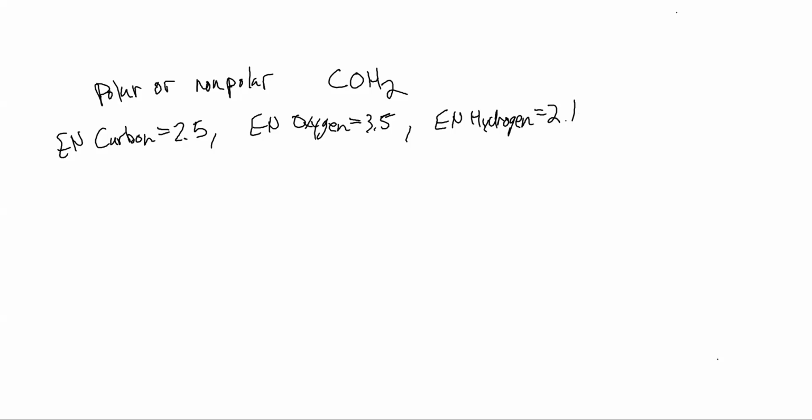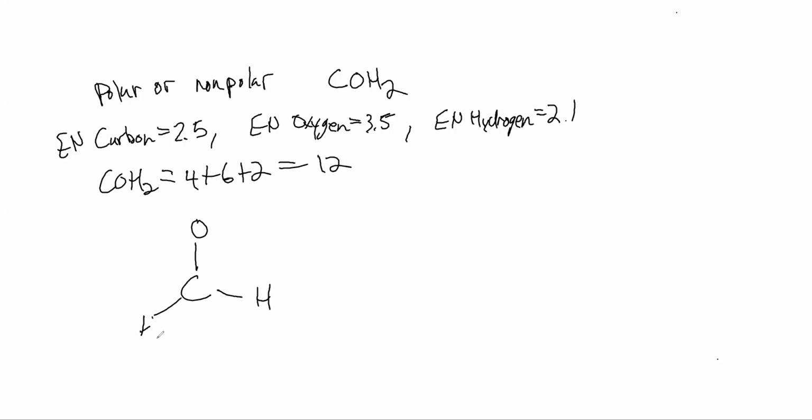I'm going to start solving it over here. If you feel comfortable with where you're at, then you can keep going and you can just check in. Right now we should be looking for COH2. COH2 should have a total of 4 plus 6 plus 2 valence electrons. So we're at 12. Carbon should be our central atom. We should have an oxygen, a hydrogen, and a hydrogen.